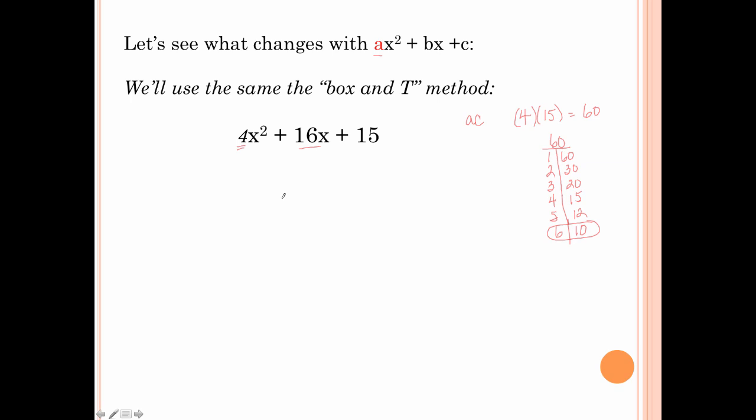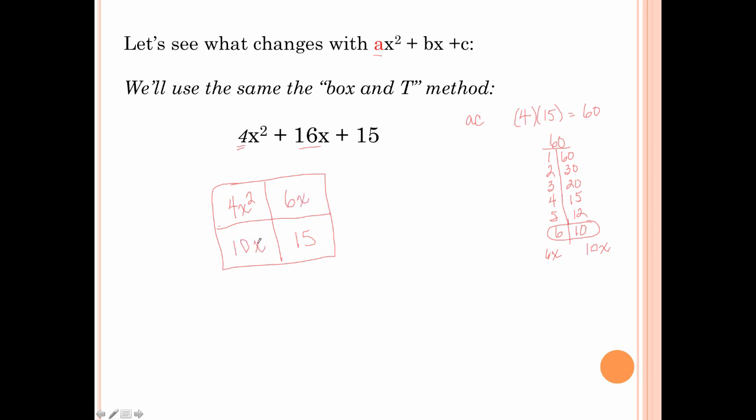So I'm going to set up my box. I apologize, it's not going to be very neat. In my upper left corner, I'm going to put my ax squared term, my 4x squared. In the bottom corner, I'm going to put my c term, 15. And these two factors are the composite of my b term, so in fact this is my 6x and then my 10x. It won't actually matter which box I put them into. You can choose either one. I'm going to put my 6x up here, and I'm going to put my 10x down here.